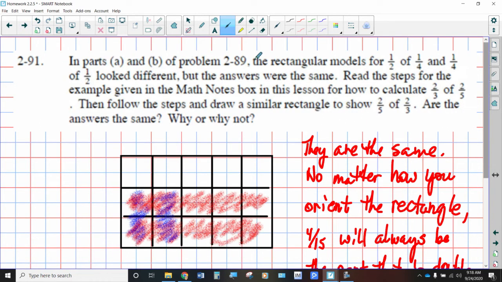In parts A and B of problem 89, the rectangular models for 1/2 of 1/4 and 1/4 of 1/2 look different, but the answers are the same. Okay, so read the steps in the math notes in this section to calculate 2/3 of 2/5, and then do the same thing for 2/5 of 2/3. So remember, when you're multiplying numbers together, it doesn't matter what order they are in. 2 times 3 is going to give you the same answer as 3 times 2.